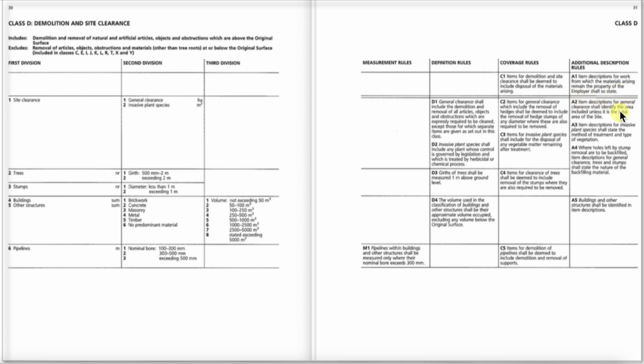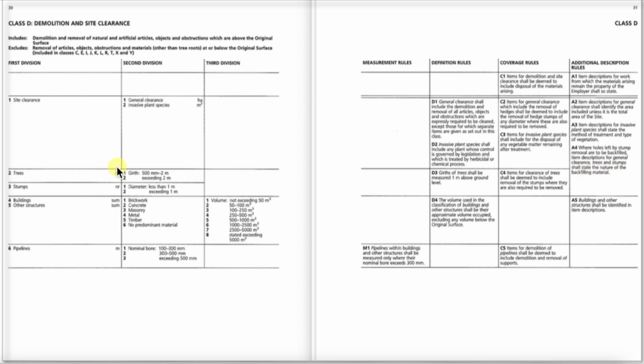Below the double horizontal line, we've got item descriptions for general clearance shall include the area included unless it is the total area. It may be it's a big site, and this particular part of it is only part of the site, and so that would have to be declared. Item descriptions for invasive plant species shall state the method of treatment and the type of vegetation, herbicidal chemicals. And A4, where holes left by stump removal are to be backfilled, item descriptions for general clearance, trees and stumps shall state the nature of the backfilling, type 2 backfill or something of that nature.